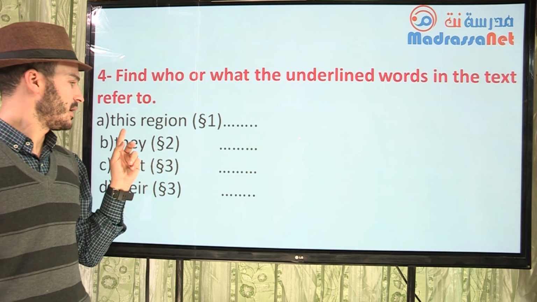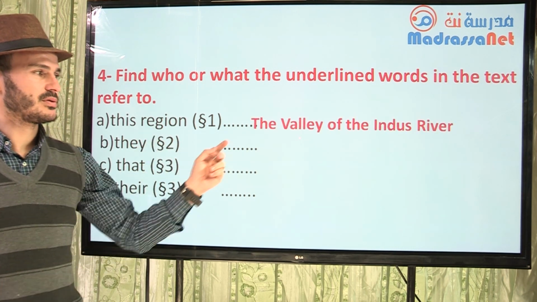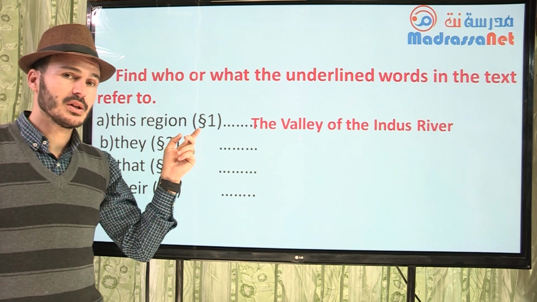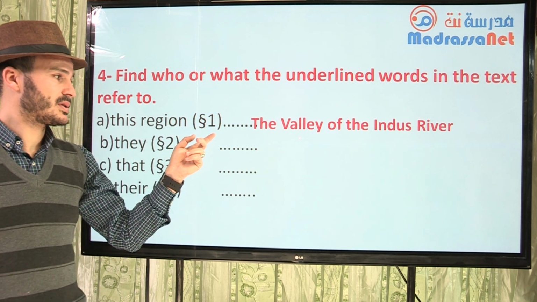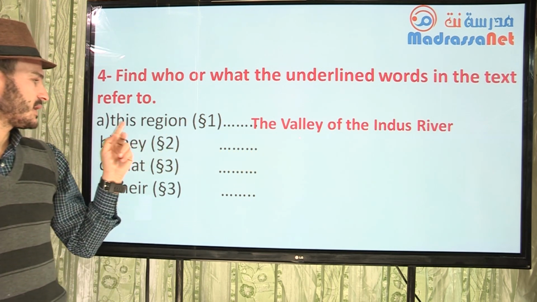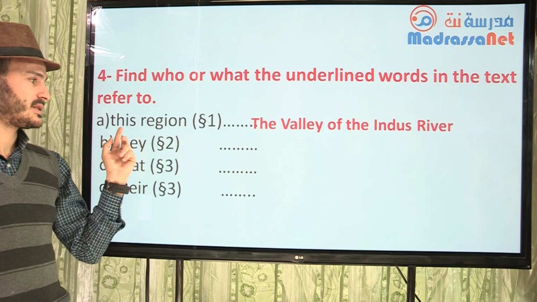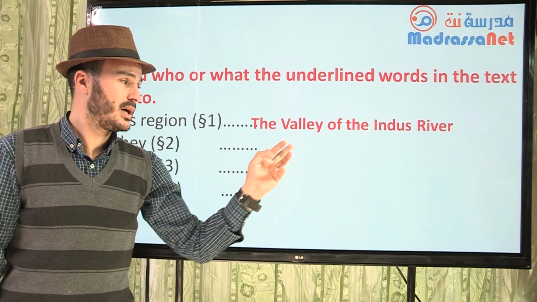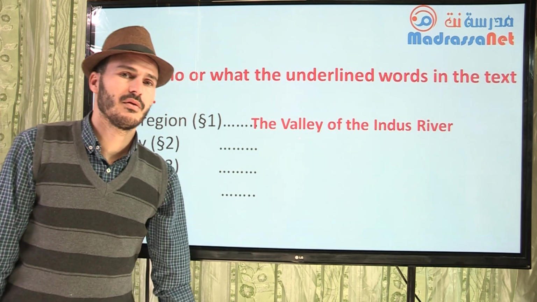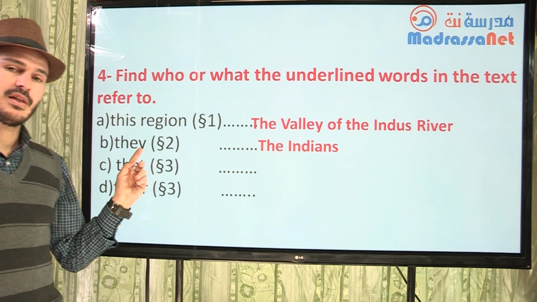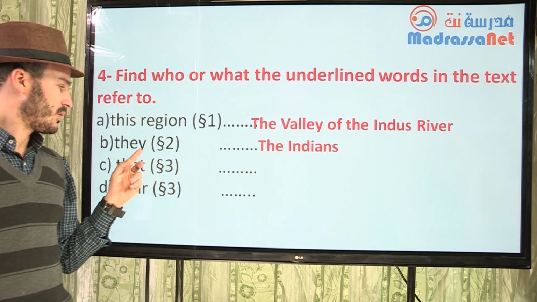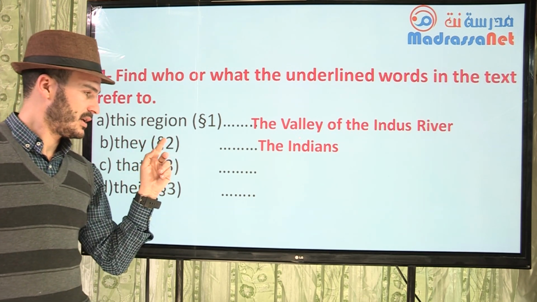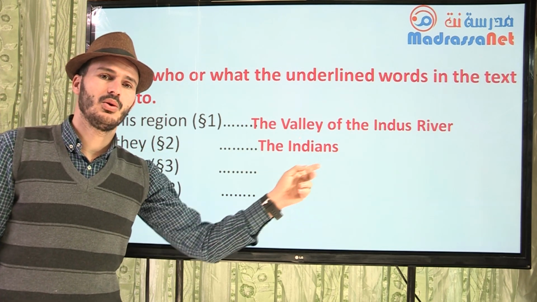The words are: this region in paragraph 1, which refers to the valley of the Indus River. So you go to paragraph 1, read it carefully, analyze it and try to understand it, then you try to find out what or who this word, this region, refers to. It refers to the valley of the Indus River. So this word refers to this phrase. Next, they, which is a personal pronoun referring to a subject. They usually refers to a subject. In paragraph 2 you will find the Indians.